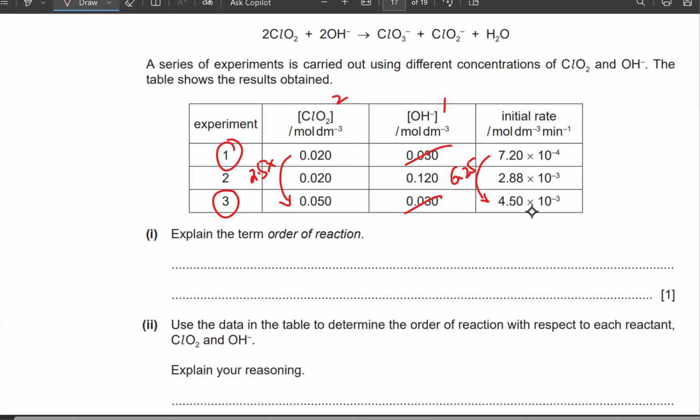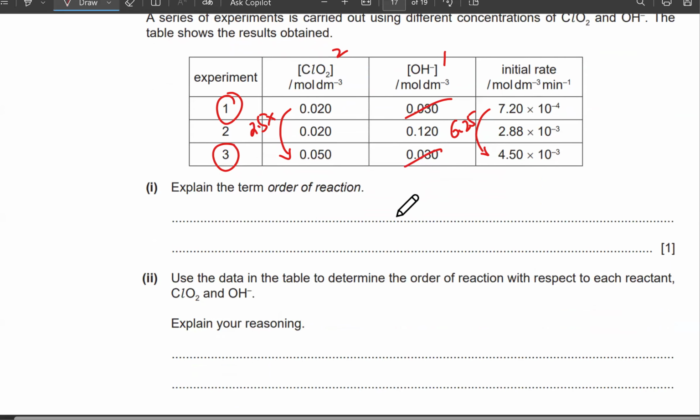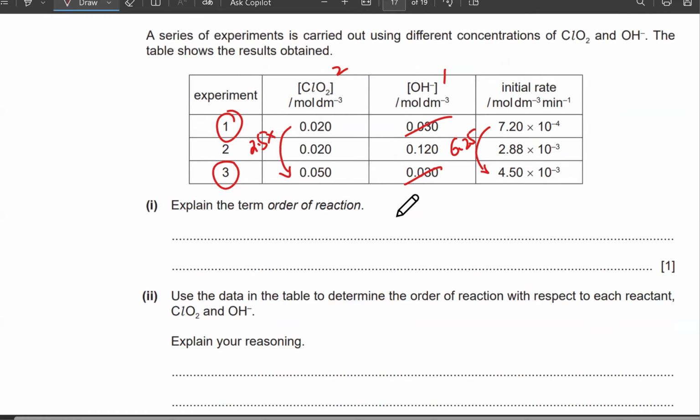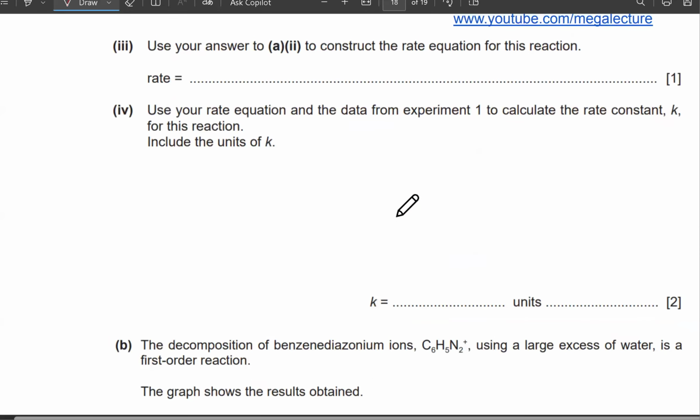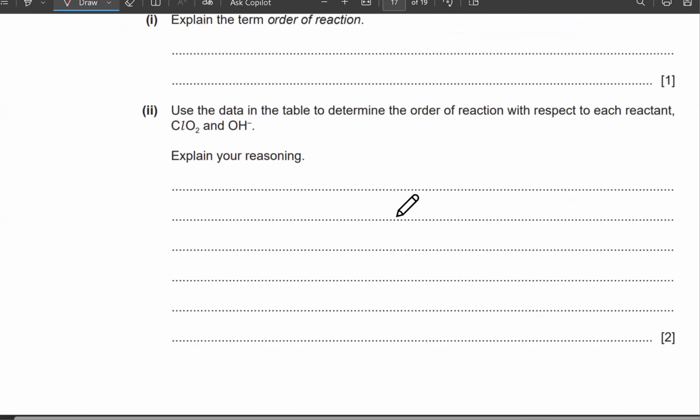So that means the rate is going to be a squared relationship. It's going to be order 2. Is this one clear? Amna, is this clear? Zaina, is this clear? Zuhair? Yes, sir. Okay, let's do the remaining question as well.